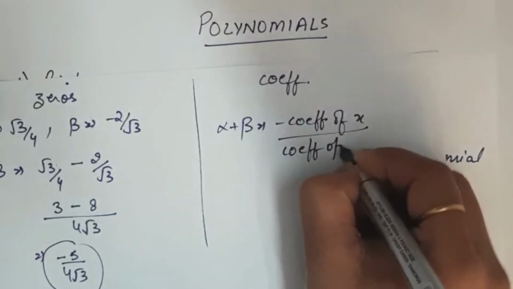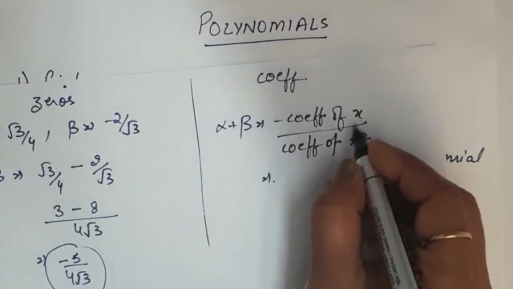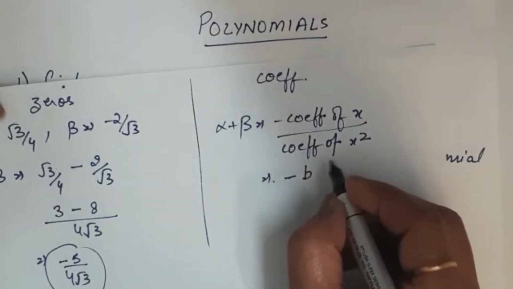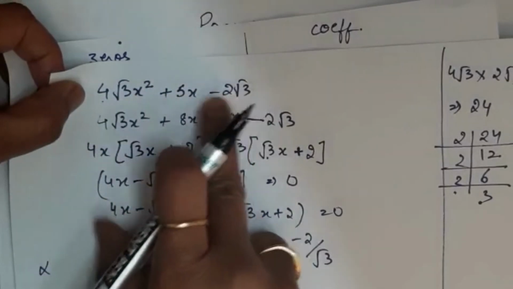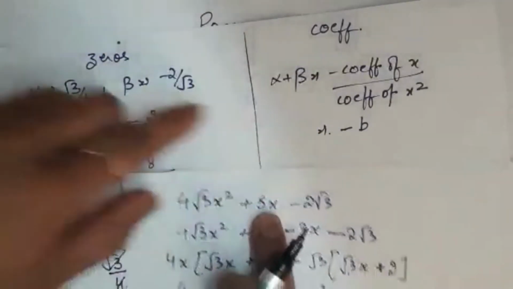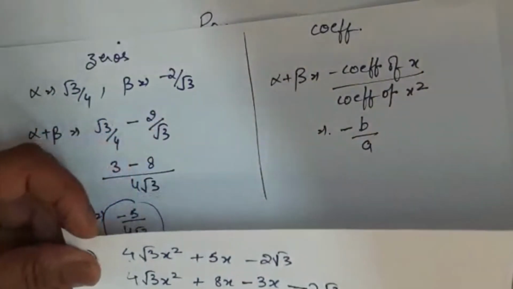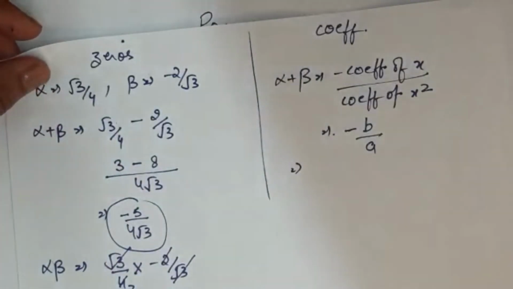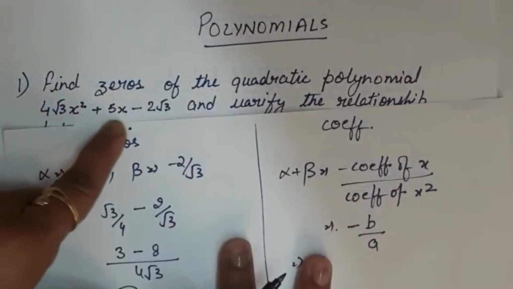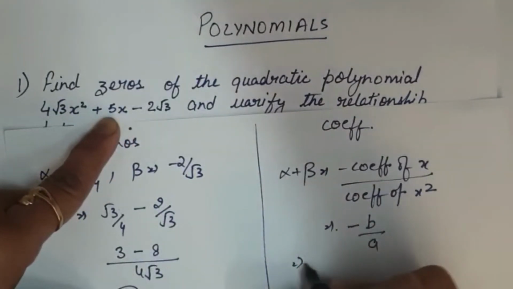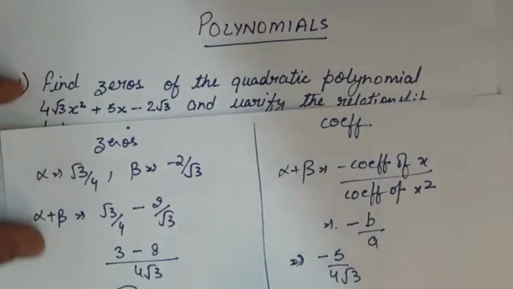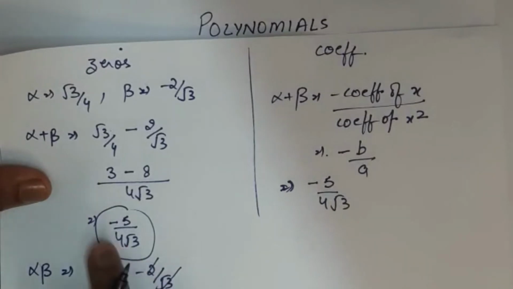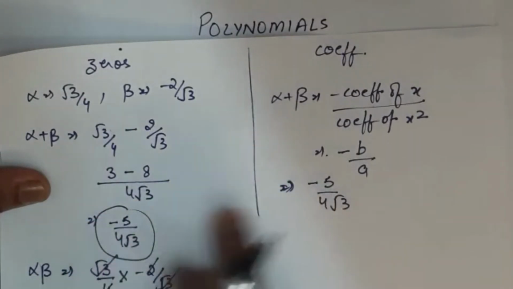coefficient of x square. That means if I say x, it means minus b, because b is this, a is this, c is this: a, b, c. So the x term comes out to be b and x square means this a. So it comes out to be minus b upon a. Okay, so put the values of minus b upon a from the equation. See, this is the equation. Minus b means minus 5. A is 4 upon root 3. It is similar to this. It means we have proved the zeros and the coefficients are equal.